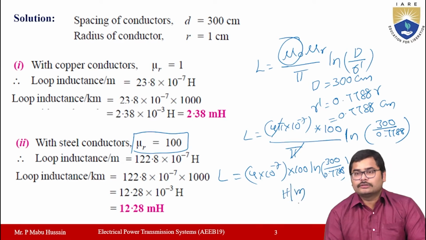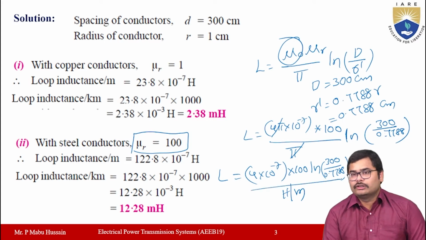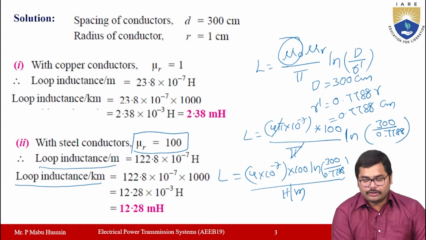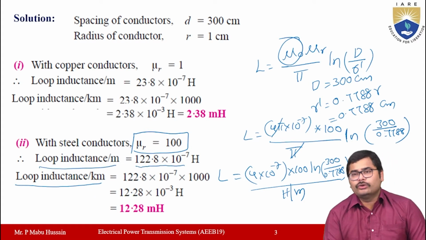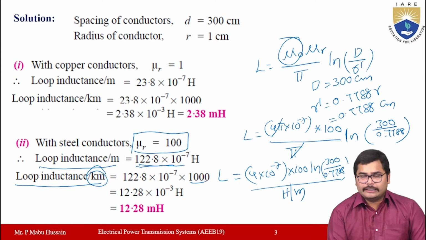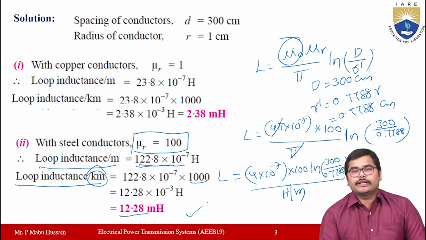This is the henries per meter, this value. Now you have to get the value in kilometers, so you have to multiply this total value with 1000. If you calculate the loop inductance per 1 meter, you will get 122.8 into 10 to the power of minus 7. Now for 1 kilometer, you multiply this value with 1000, so that the loop inductance per kilometer will be equal to 12.28 millihenries. Okay, so this is how you can determine the inductance of a single phase line.